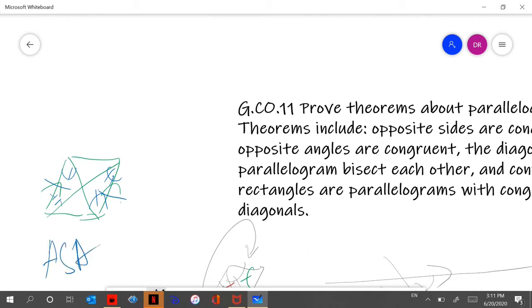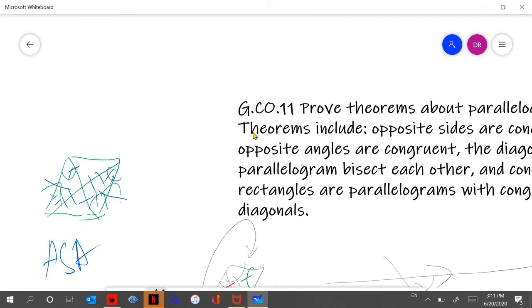And then we can prove that diagonals bisect each other because we know that this angle is equal to that angle, and this segment is equal to that segment, and this segment to that segment. And by definition, they do bisect each other.